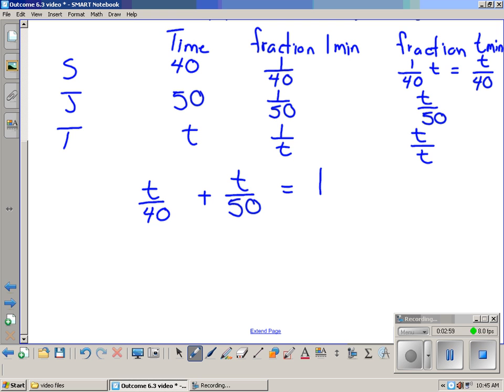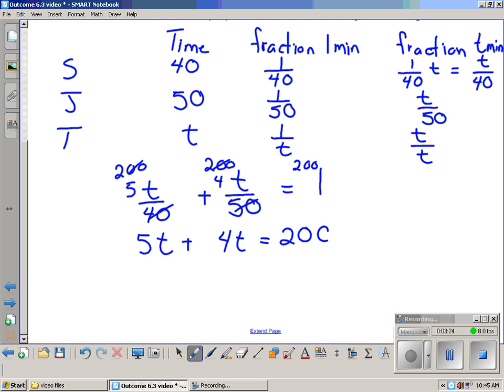The common denominator is 40 times 50, or 200. So let's multiply each term by 200. 200 divided by 40 is 5, so we end up with 5t, plus 200 divided by 50 is 4, so plus 4t, and 200 times 1 is 200.